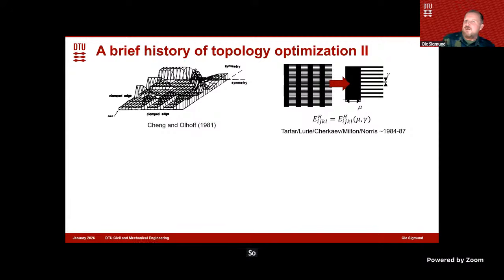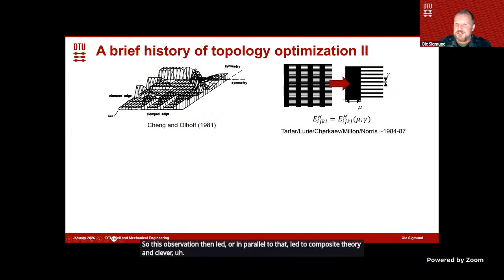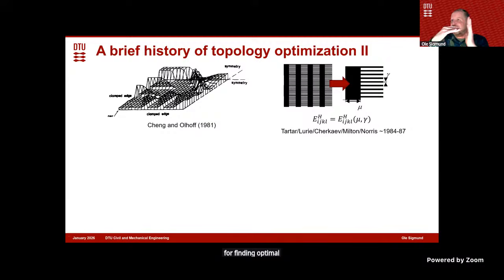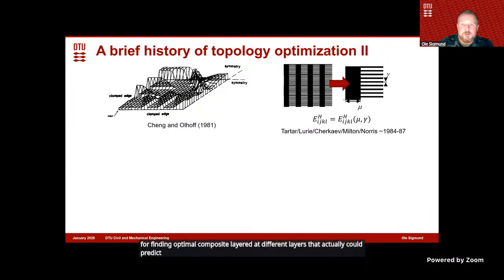So this observation then led, or in parallel to that, led to composite theory and clever Russian and French applied mathematicians who came up with theory for finding optimal composites layered at different layers that actually could predict optimal structures.